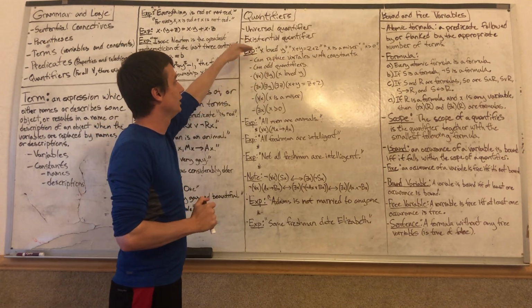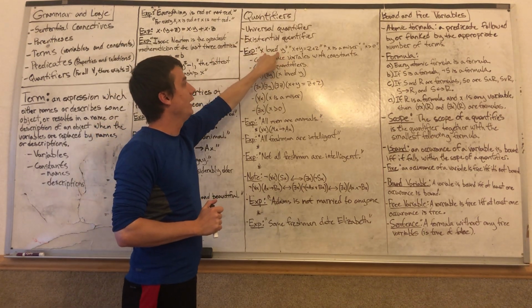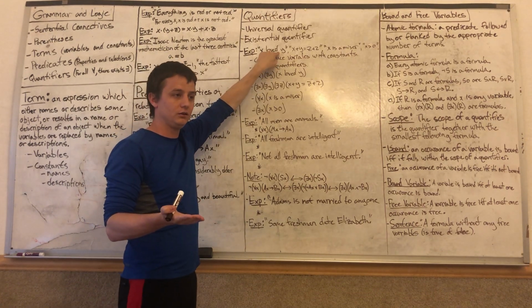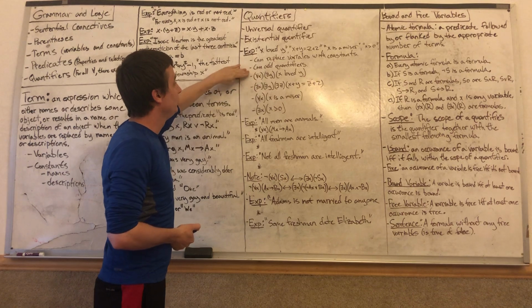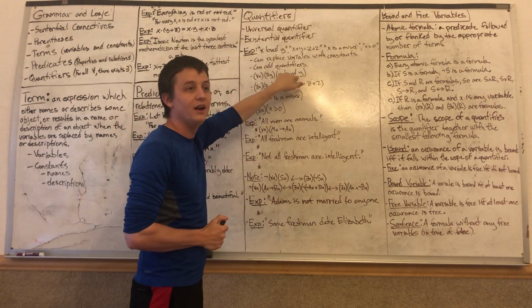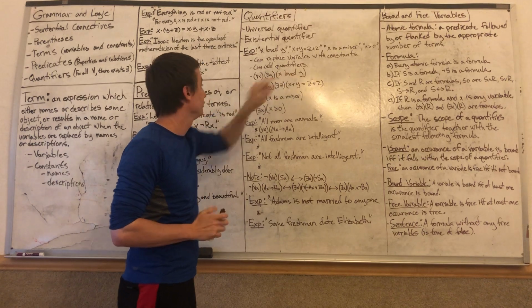So let's just look at an example real quick. X loved y. We can't determine if that's true or false, right? But we can add quantifiers onto each of the variables and then determine if it's a true sentence or a false sentence.